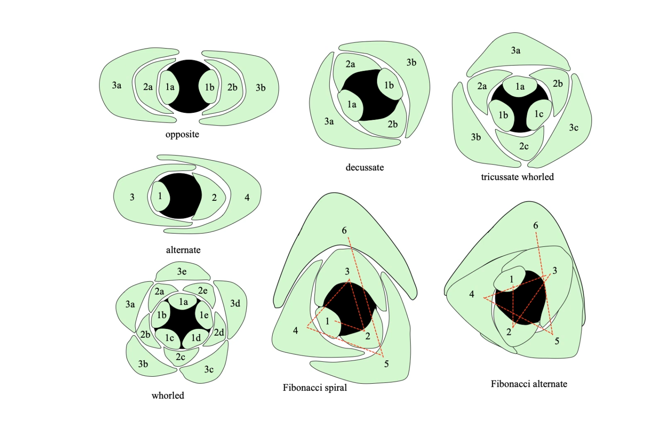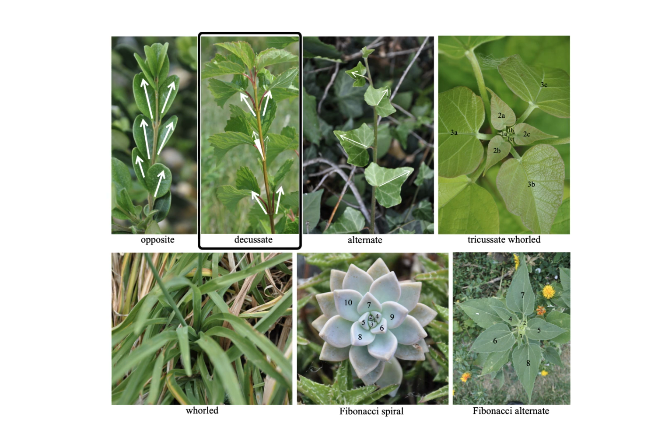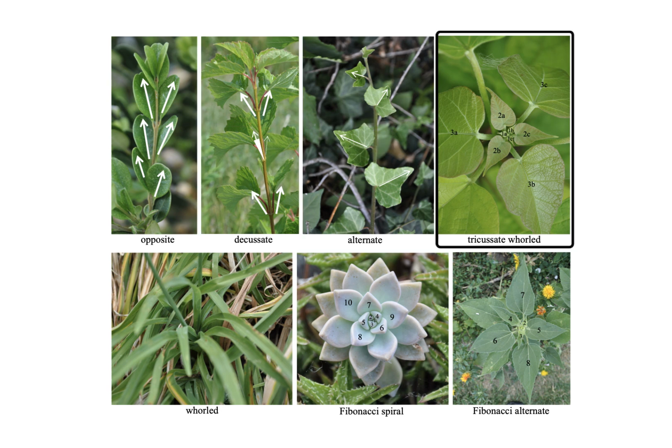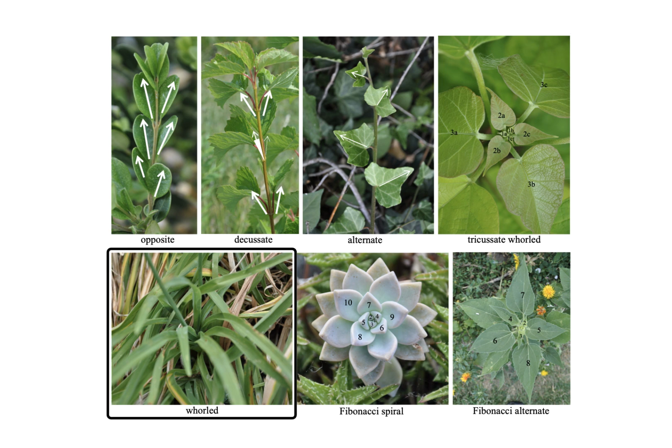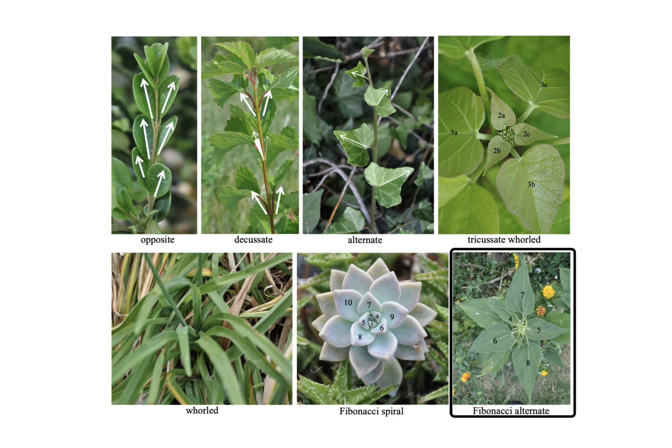And again, these are all based on what gene products are being produced in each one of those areas to stimulate, or more often to inhibit, certain structures from forming in those areas. Here are some examples of those. These are opposite. This is decussate, two coming out this way, two coming out perpendicular to those, etc. These are alternate, one there, one there, one there. Tricussate whorled here. Here are simply whorled, many leaves at the same level coming out, and then a Fibonacci spiral and a Fibonacci alternate pattern.